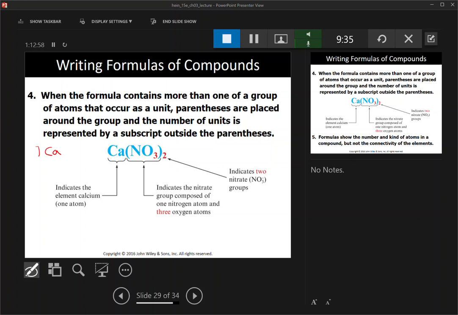How many nitrogen? 2 of them. So the subscript for nitrogen is 1, and it's in parentheses, and the subscript for the parentheses is 2. So 2 times 1, it means that you have 2 nitrogens. How many oxygens? Very good, 6 oxygens. So when you have parentheses, keep in mind that the subscript for the parentheses applies to every single element that's inside the parentheses.